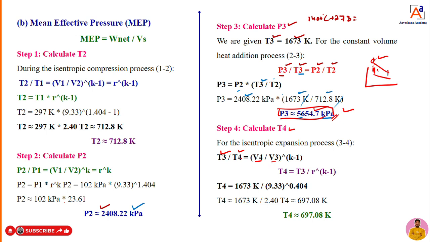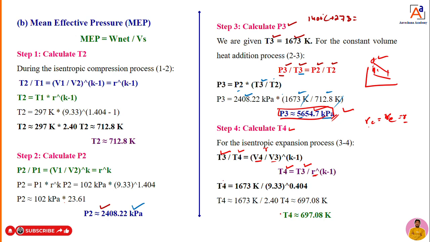So I will do the simplification and try to calculate T4 here. V4 by V3 is nothing but the expansion ratio, or the compression ratio. We know the expansion ratio is equal to the compression ratio, so both will remain the same. I will take it as R. So T4 is equal to T3 by R, the expansion ratio, to the power of gamma minus 1, or K minus 1. With the help of this equation you can easily calculate T4, because we know T3, we know R, we know the K value. Substitute, and you will get T4.